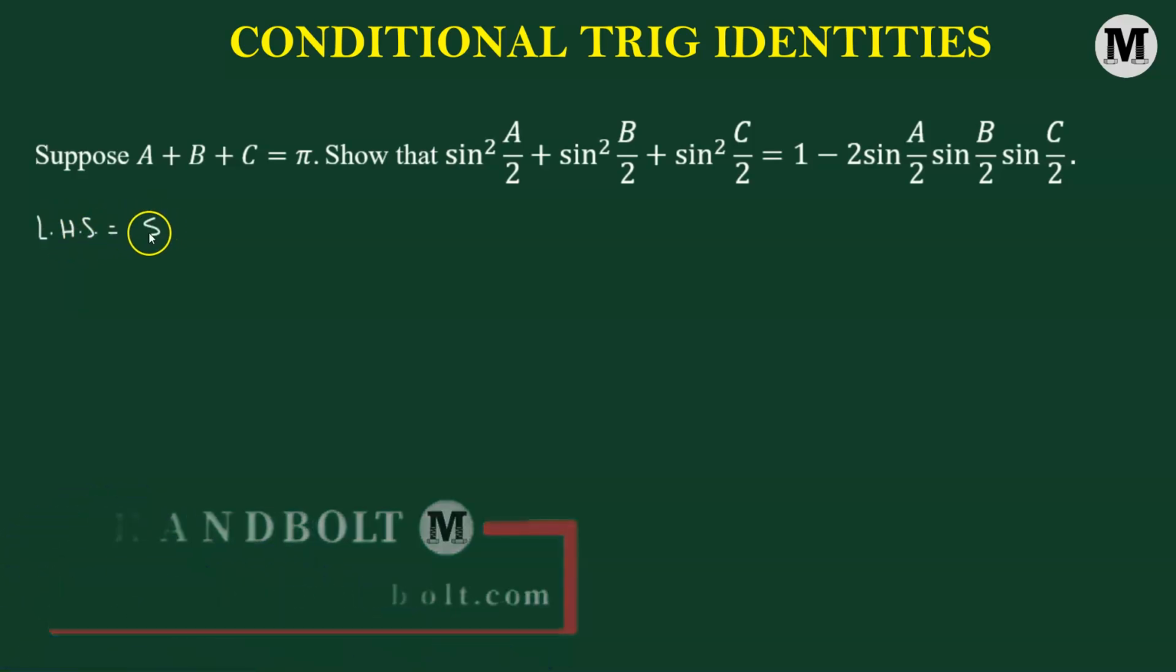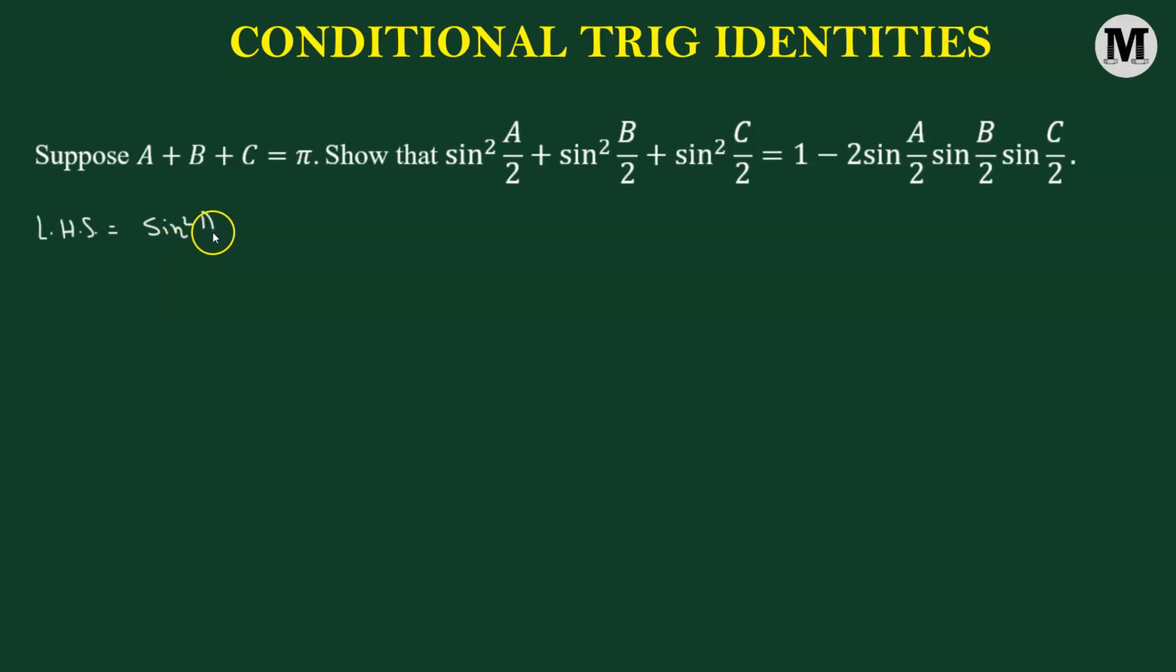On the left hand side we have sine squared a over 2 added to sine squared b over 2 added to sine squared c over 2. Here we're going to approach this problem by taking help of an identity: cosine squared alpha minus sine squared beta is simply the product of two cosine functions, cosine of alpha plus beta multiplied by cosine of alpha minus beta.